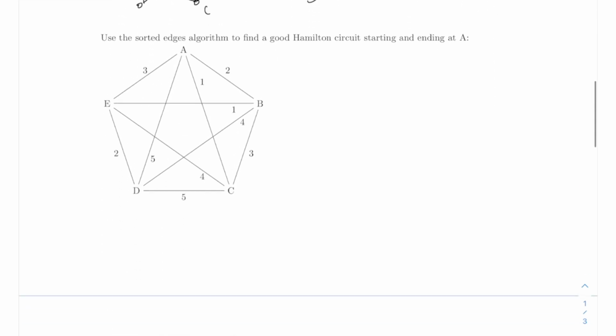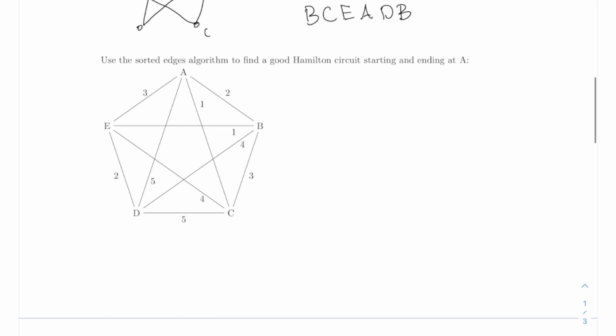I'm going to do this next one all together, and then on the back of the paper is one for you to try. This one says, use the sorted edges algorithm to find a good Hamilton circuit starting and ending at A. Remember what I said. You do not care at this point where it says to start. That's only when you write the answer, you're going to write it as if it started at A. But when you're doing the algorithm, you don't start in any particular place.